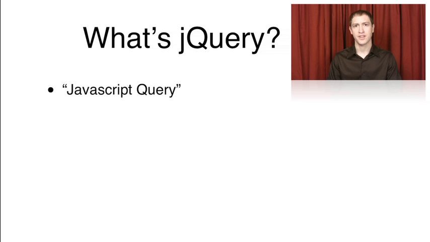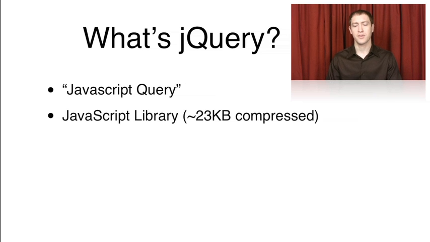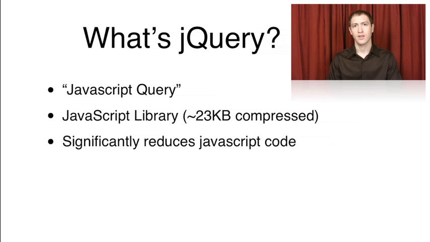jQuery itself stands for JavaScript Query, which we'll see where the query comes into things later in this presentation. It's a JavaScript library, smaller than most images on the page. Compressed, it's only about 23K, more or less depending on which version of jQuery you're actually using. Overall, though, it significantly reduces the amount of code that you need to write.